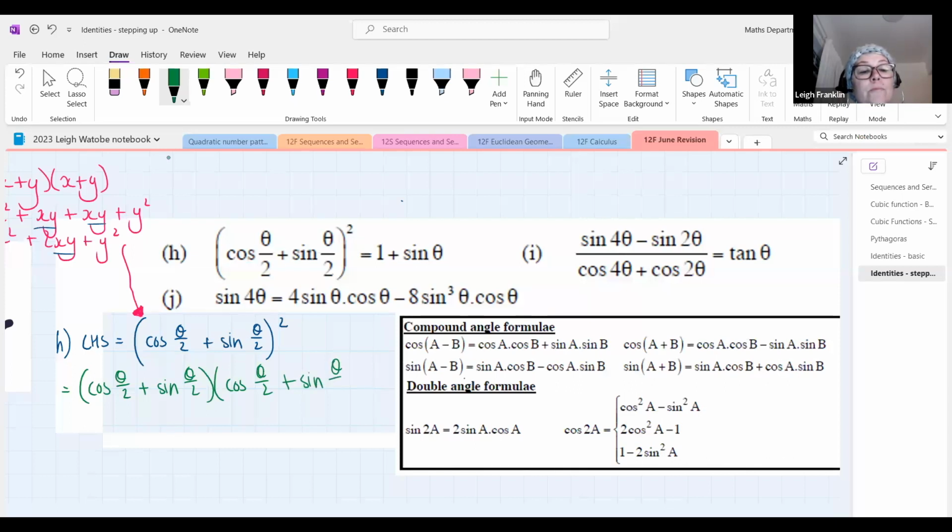You're using FOIL. So firsts gives us cos squared theta over 2. Outers gives us, and it doesn't matter the order in which you write our factors, whether I write cos theta over 2 sine theta over 2 or sine theta over 2 cos theta over 2, it's the same thing. Just like xy and yx are the same thing. They're like terms. So you've got sine theta over 2 cos theta over 2. Inners, you've got sine theta over 2 cos theta over 2.